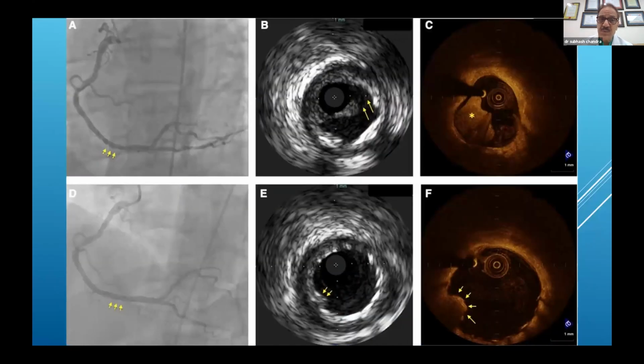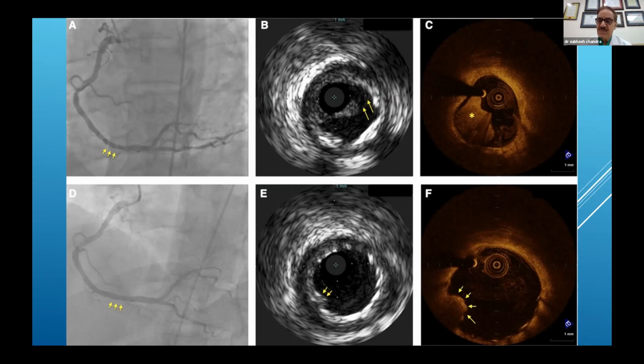This is a case where you can clearly see there's a narrowing, and here the ACS is because of the plaque erosion or rupture, as shown in the IVUS. But a lot of clot is being seen in OCT, which was missing in the IVUS picture. And after the stent deployment, there is a plaque prolapse, which is nicely shown by the OCT.